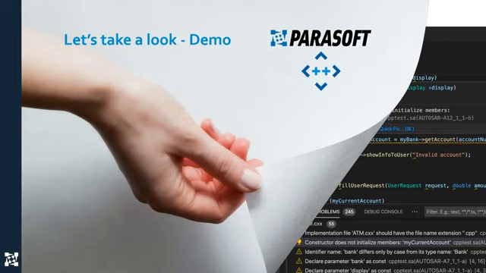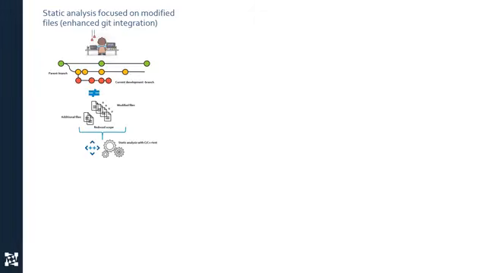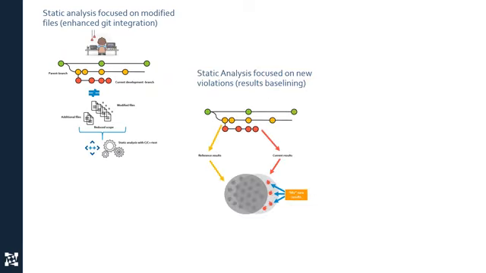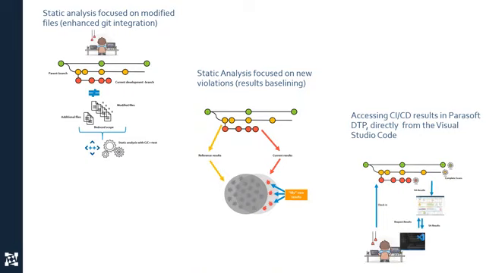Now I'd like to do a quick demonstration to visualize our discussion so far. Then I will pass to Ricardo to share some more information about our latest release. In the demonstration part, we're going to see three things: how enhanced Git integration helps in shortening and focusing the static analysis runs; how results baselining helps in eliminating pre-existing violations; and finally, how the enhanced Parasoft extension for Visual Studio Code enables developers to access CI/CD results.